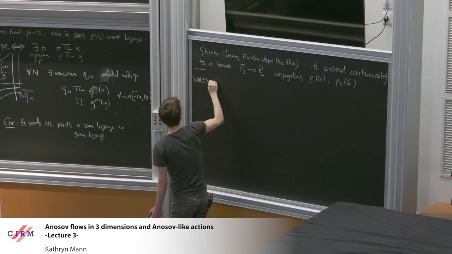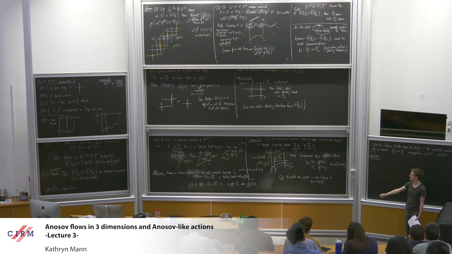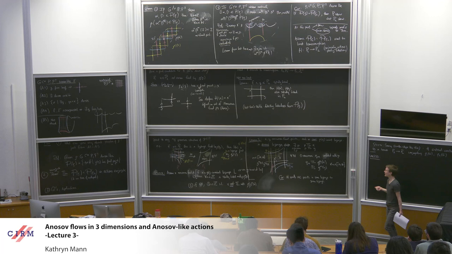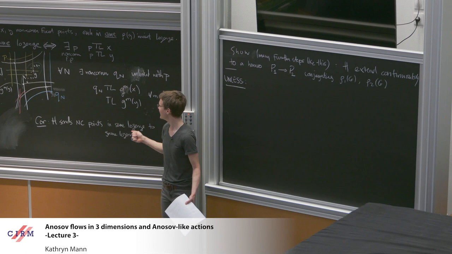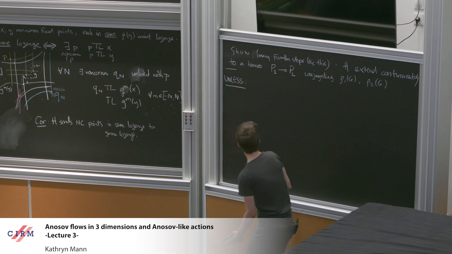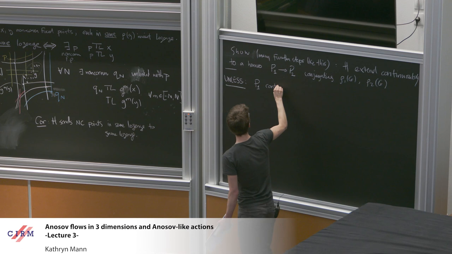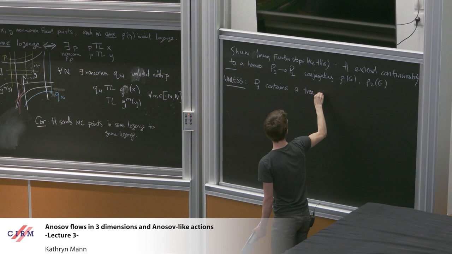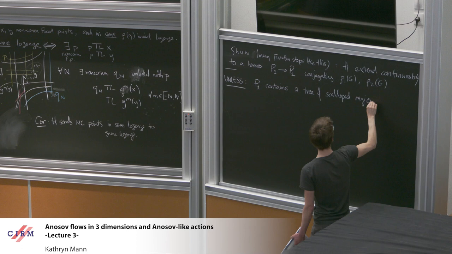One very particular thing happens, which is that my plane had somehow a region of so much symmetry that nothing I could phrase in terms of linking or non-linking could possibly save me. You need a different hammer, except there's no hope of a different hammer because actually there are situations in which this does not work. All right. So unless P1 contains a very, very symmetric region called a tree of scalloped regions. So now I get to unveil the mysterious definition of what happens.